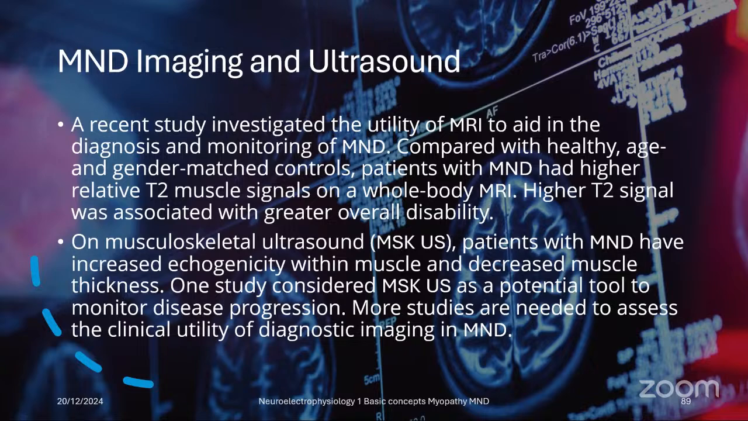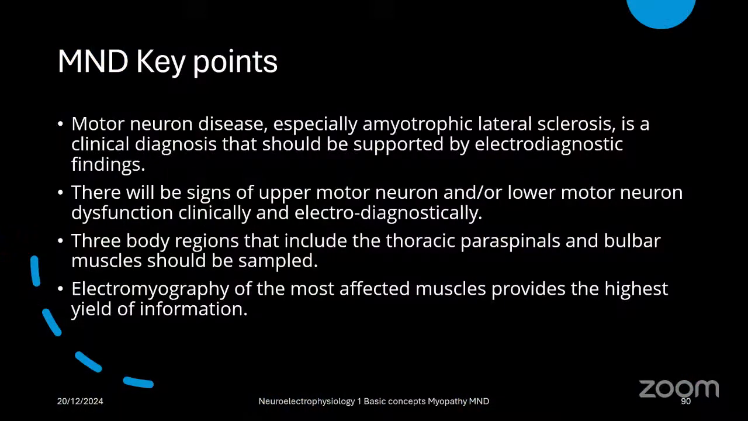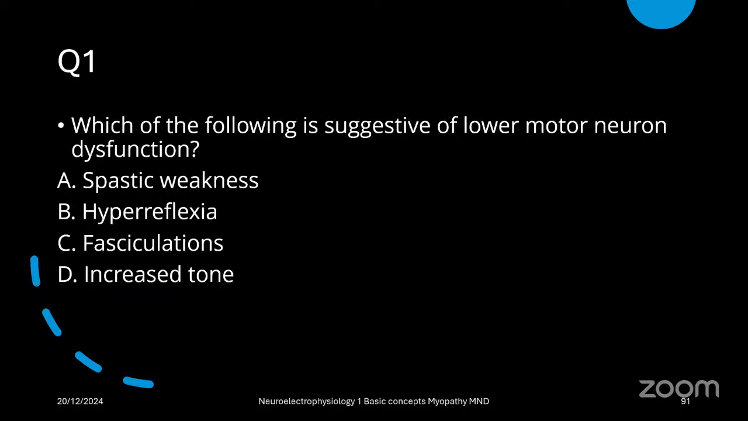signals on whole body. So key points of MND, motor neuron disease, especially amyotrophic lateral sclerosis, is a clinical diagnosis that should be supported by EDX findings. There will be signs of UMN or LMN dysfunction clinically and electrodiagnostically. Three body regions, including the thoracic paraspinals and bulbar muscles, should be sampled. EMG of the most affected muscles provides the highest yield of information.